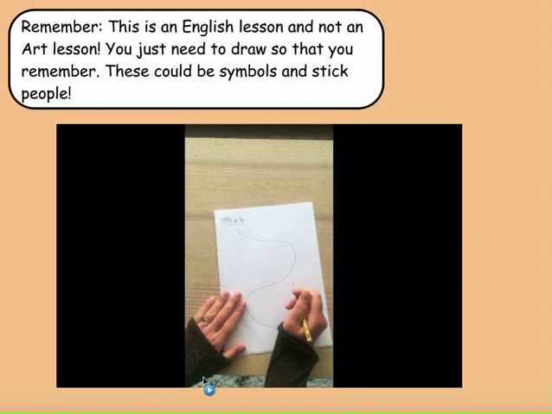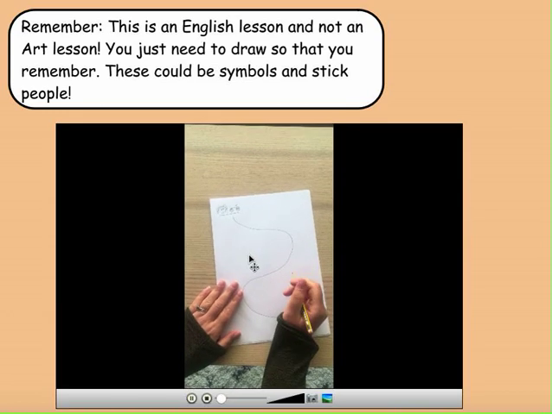Now, the first thing to do is to remember that this is an English lesson and not an art lesson. You just need to draw so that you remember. These could be symbols or stick people, okay? They don't have to be very, very detailed, colourful pictures like you would do in an art lesson. It's just to help jog your memory. Let's listen to the video. Hopefully you can see it okay.